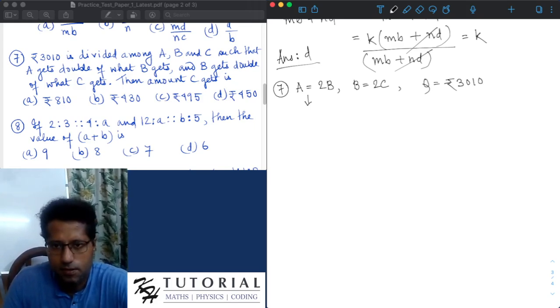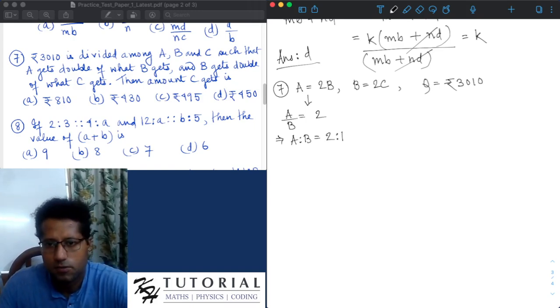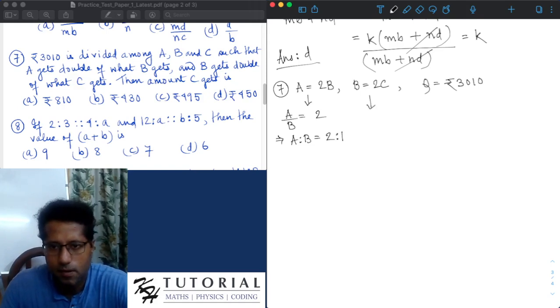From A equals 2B, we can say that A by B equals 2. This implies that A is to B equals 2 is to 1. Similarly, from B equals 2C, we get B by C equals 2 by 1. This implies B is to C equals 2 is to 1.